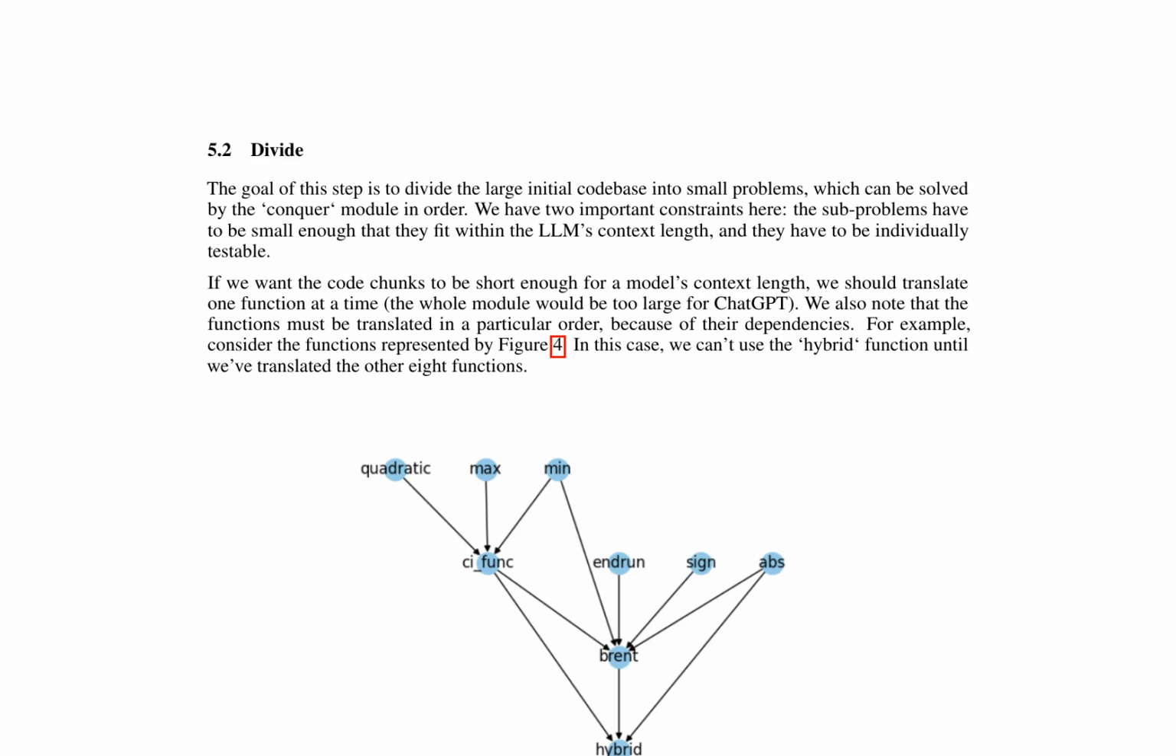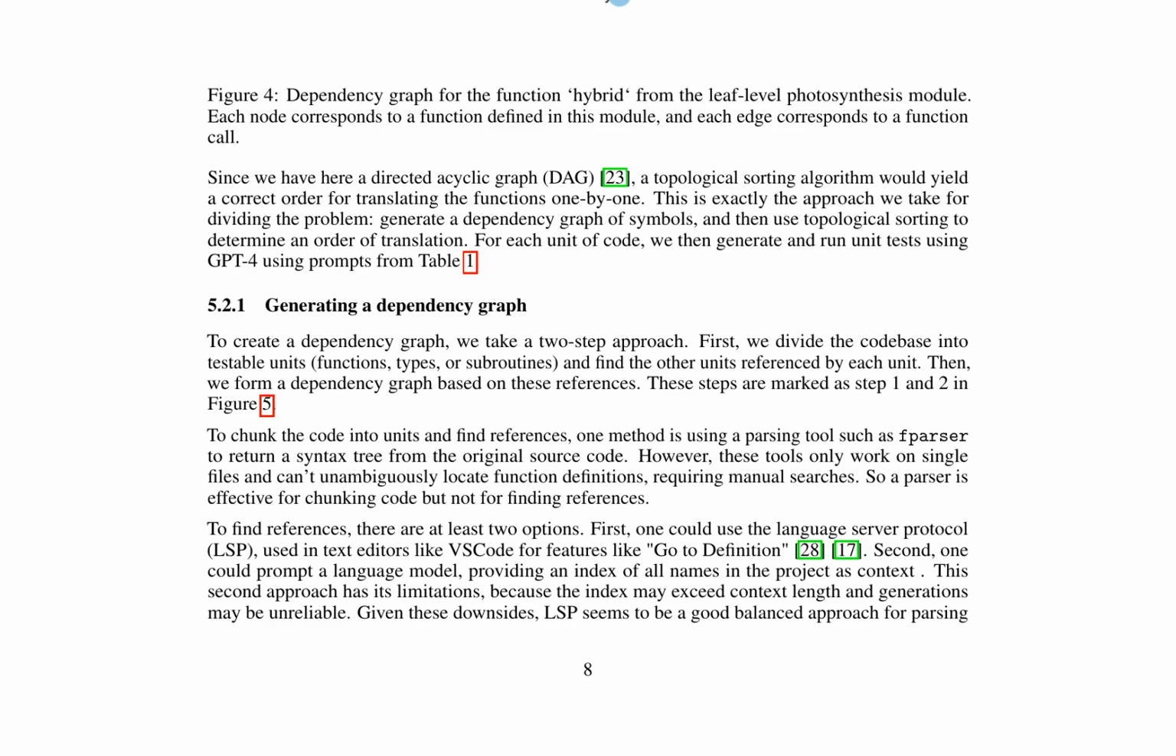The paper also discusses the importance of creating a balanced approach for parsing code and finding references within the project. This can be achieved through the use of parsing tools like fparser, which can return a syntax tree from the original source code, or by employing the Language Server Protocol, LSP, used in text editors like VS Code for features such as go-to-definition. The latter approach is considered more effective due to its ability to provide a balanced solution for parsing code and finding references.